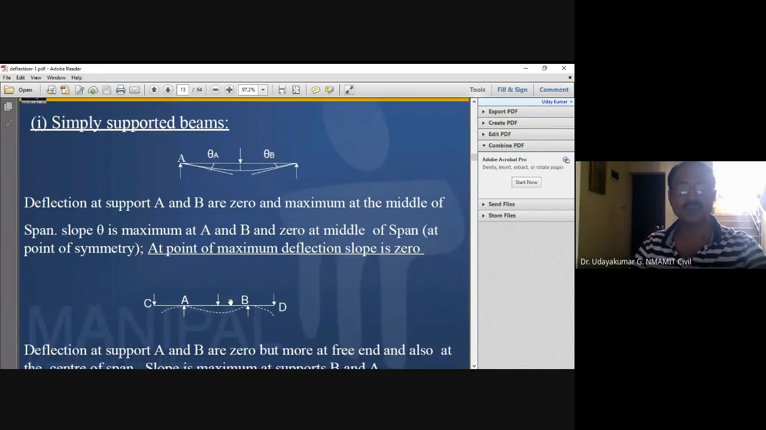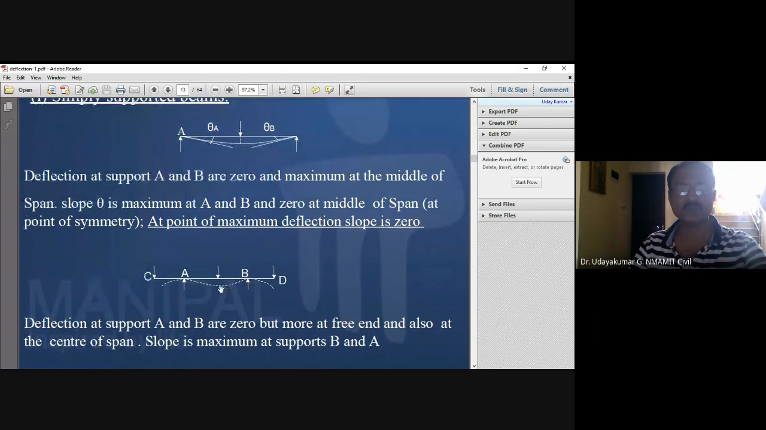So in an overhanging beam also, the deflection is 0 at the supports and maximum where slope is 0. Generally, slope is 0 somewhere between A and B. If it is symmetrical, then it is at the center. So the deflection is maximum at the center between the supports as well as at the free ends, at points C and D.